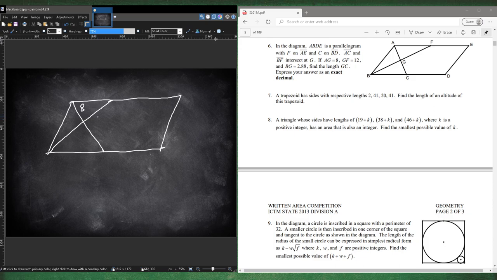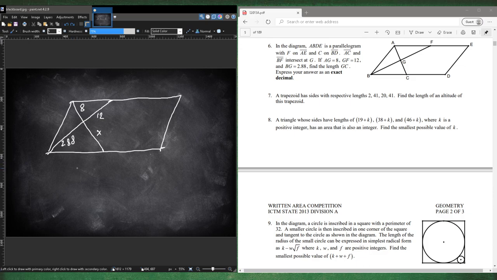GF is 12, and BG is 2.88, and we need to find GC. So let's call that X. So basically, since this is a parallelogram, these are two parallel lines. So that tells us that this shape is the same as this shape. So this angle is equal to this, this is equal to this, and this is equal to this.